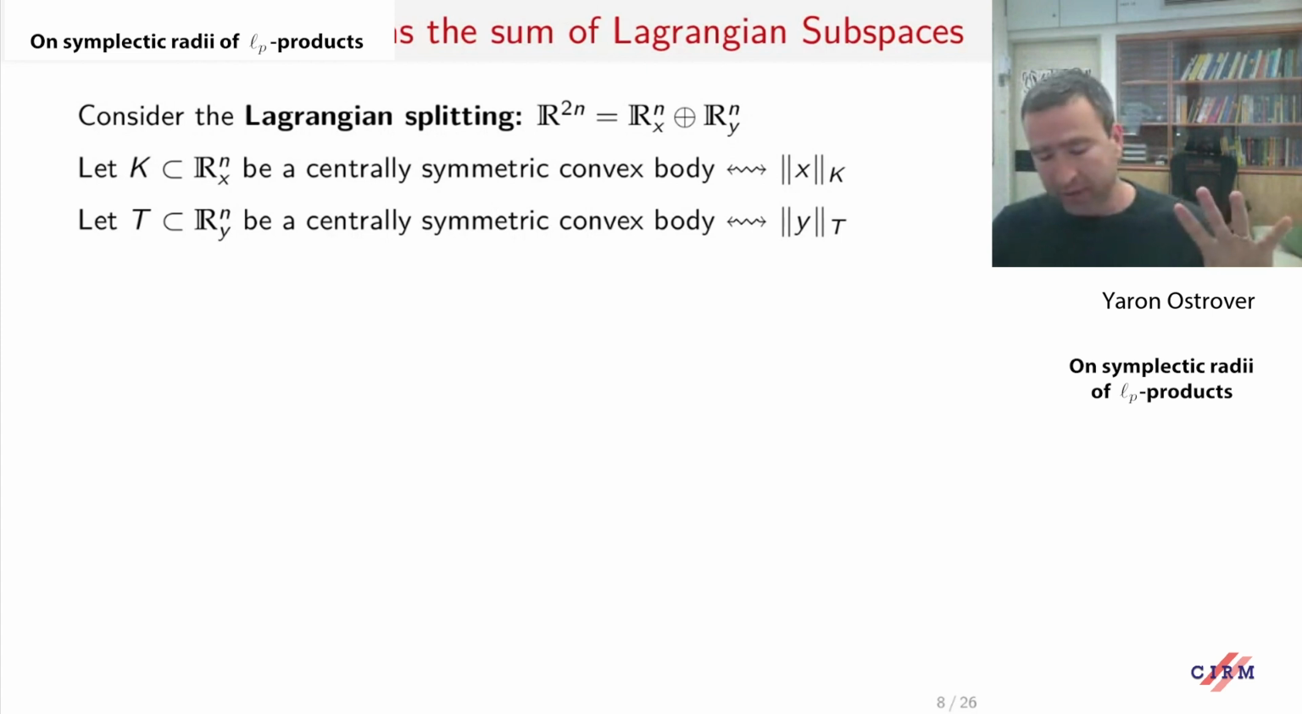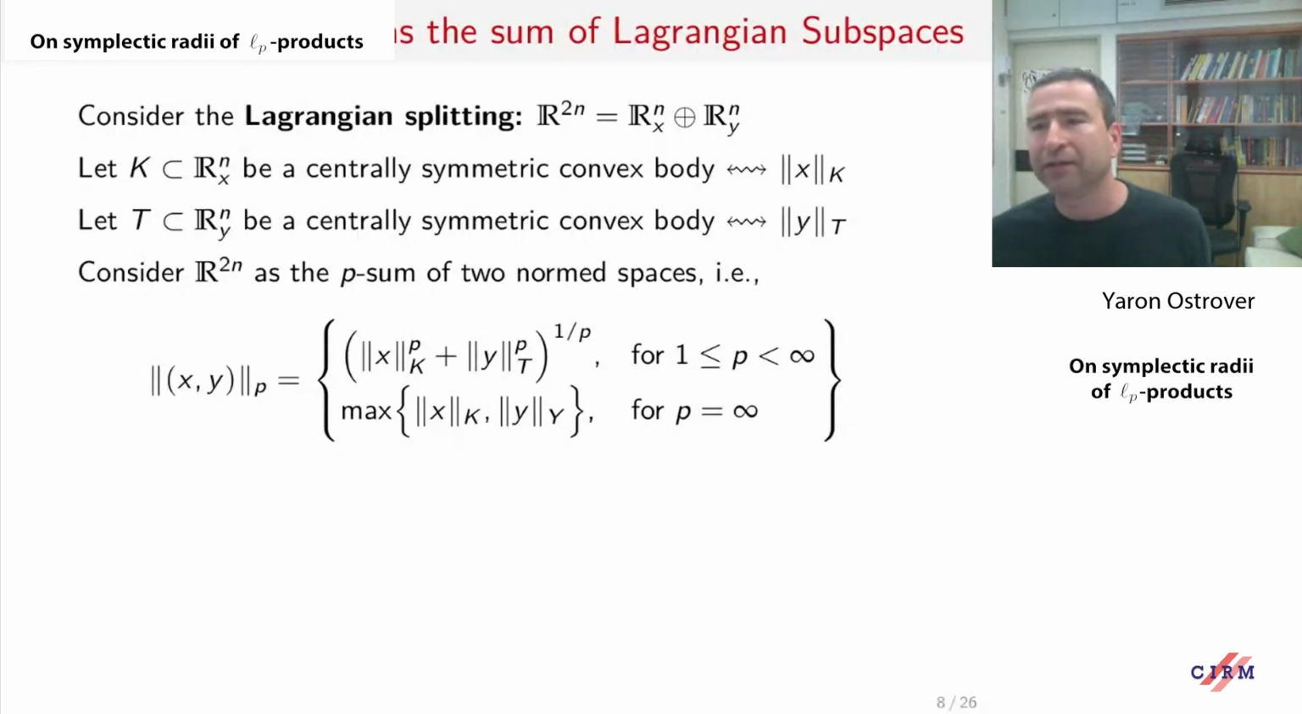So I'm going to think about these Lagrangian subspaces as normed spaces. Each one of them is equipped with a norm, and the unit ball of this norm is some symmetric convex body. So I have this convex domain in the X space and another convex domain in the Y space. And now I want to generate a domain inside the phase space itself. There are many ways to do that, and the classical one is to look at the l_p sum, or the p-sum, of these two normed spaces. So here is the picture.